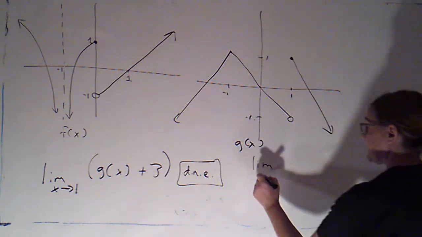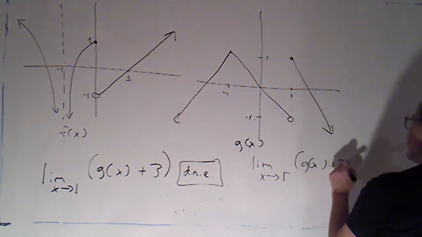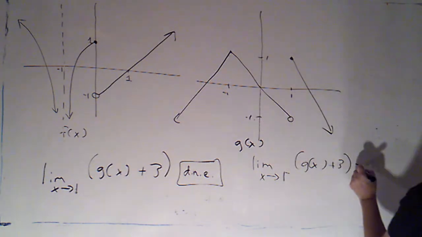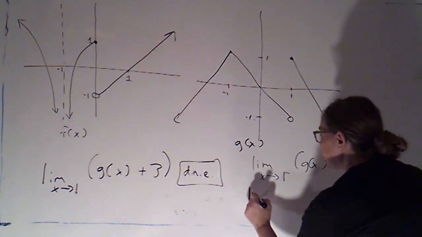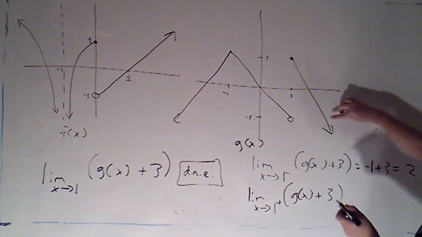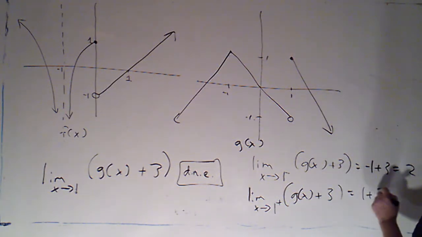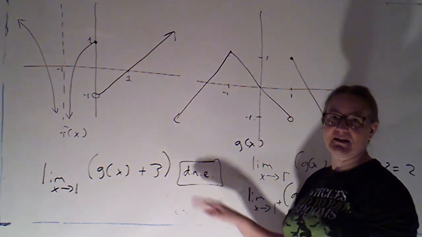If we want to be a little bit more explicit, what I could do is I could look at the two one-sided limits. I could say the limit as x goes to 1 from the left of g of x plus 3. Well, coming in from the left, we're approaching -1. So this would be -1 plus 3, which would be 2. And the limit as x goes to 1 from the right of g of x plus 3. Coming in from the right, we're expecting g of x to have a value of 1. So this would be 1 plus 3. This would be 4. These are not the same. As soon as the two one-sided limits are not the same, I conclude that the two-sided limit does not exist.